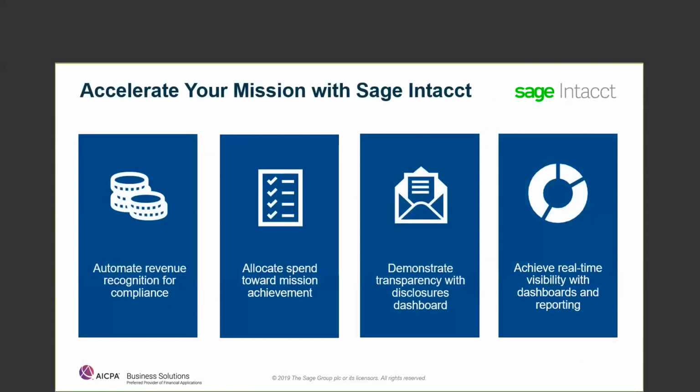So, accelerating your mission with Sage Intacct, as you've seen, we've got thousands of customers within nonprofit organizations, and the key areas they feed back to us that they really benefit from are the ability to automate revenue recognition for compliance, allocate spend towards mission achievement, demonstrate transparency with disclosures, and achieve real-time visibility with dashboards and reporting.